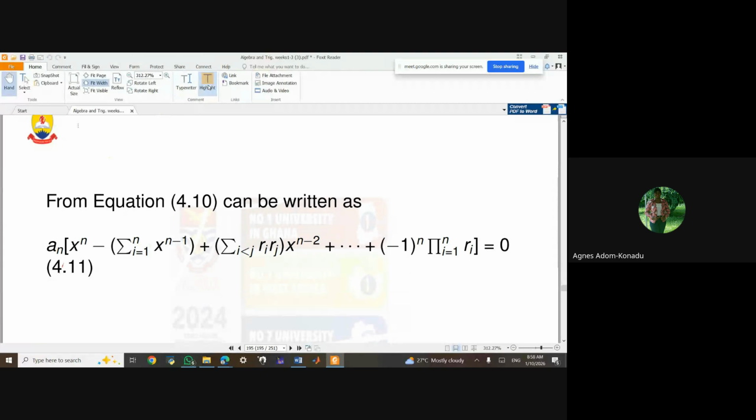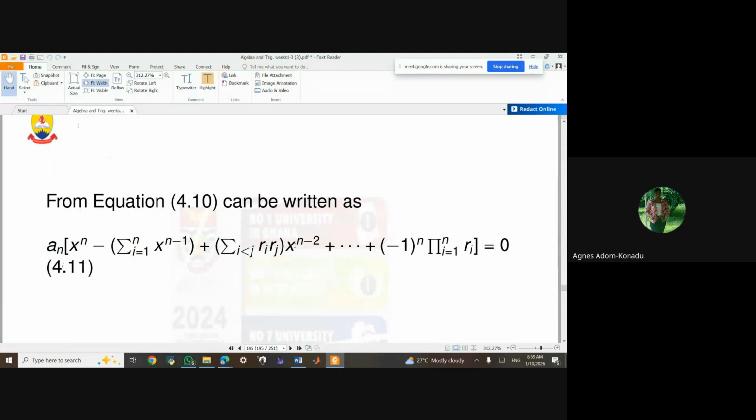Then when you come here, this is summing with i less than j. So I have r sub i and then r sub j. So for the first one, I will take 1, 2. Then I have 1, 3, 1, 4, 1, 5, and so on. Then I have 2, 3, 2, 4, and so on. So I'm summing all of them. Then it means that that is x to the power n minus 2.